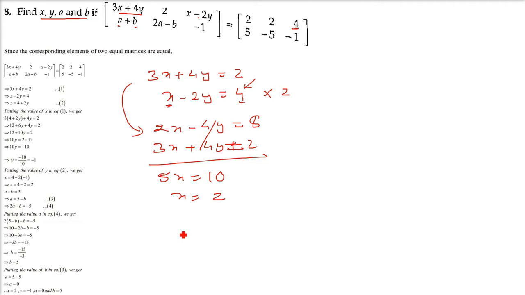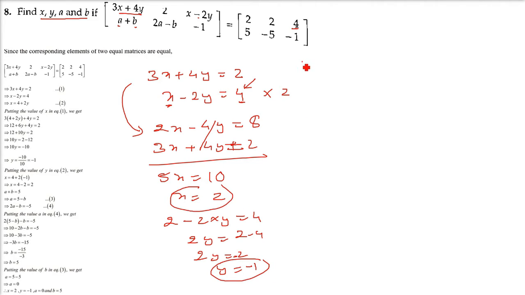Okay. Now put this x in any of these two equations. So I am putting it in the second one. So 2 minus 2 into y equals 4. 2y becomes 2 minus 4. Y equals minus 2 by 2, that is going to be negative 1. So y is negative 1 here. And this gave us the value of x and y.